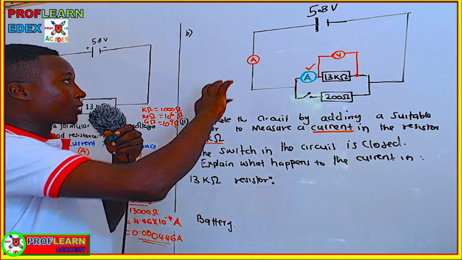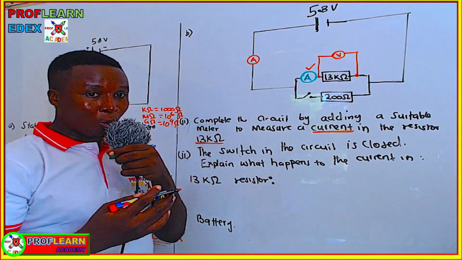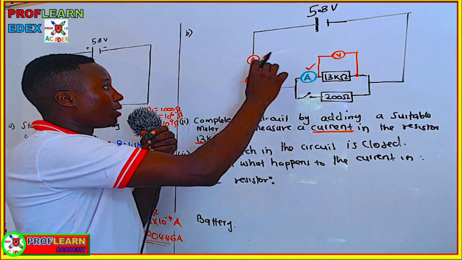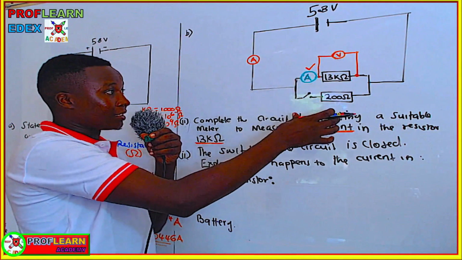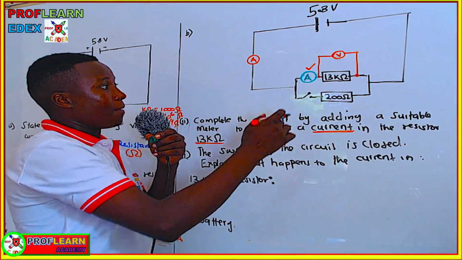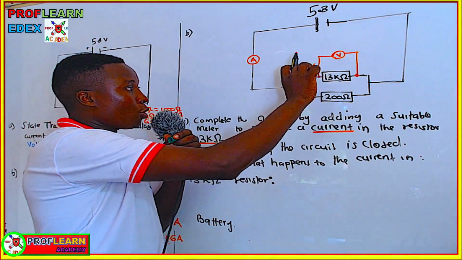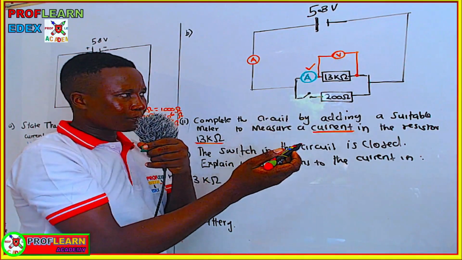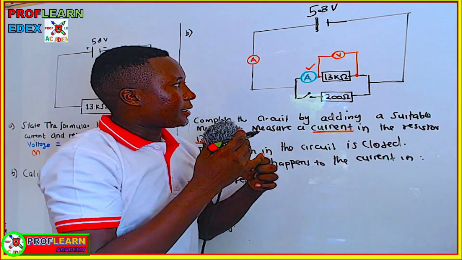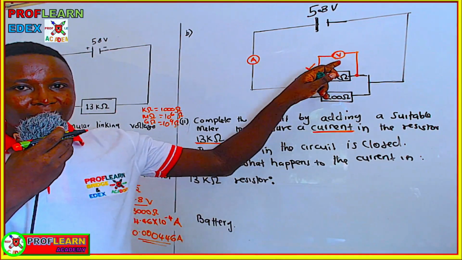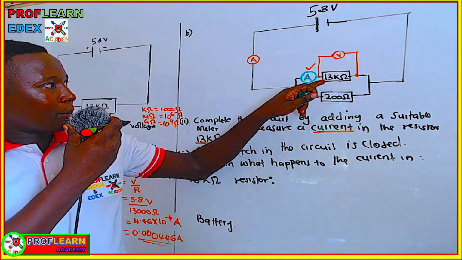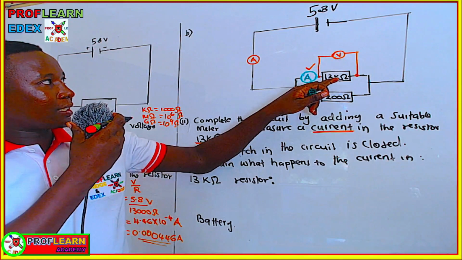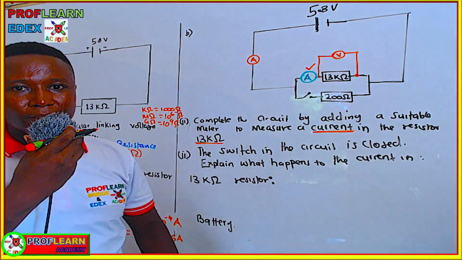Don't be confused, because I've already mentioned the reason why I've added all. This one will measure the current in the entire system, in the entire circuit. This one will measure the current going through the 13 kilo ohm resistor, and this one here is going to measure the voltage drop, the potential difference, across the 13 kilo ohm resistor.